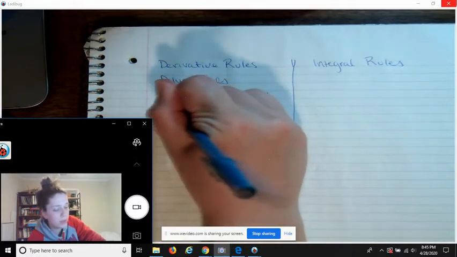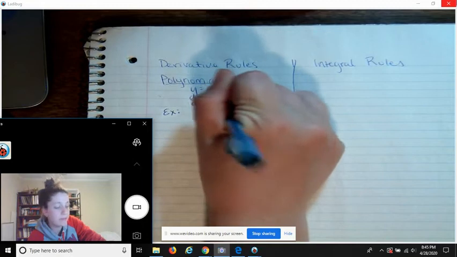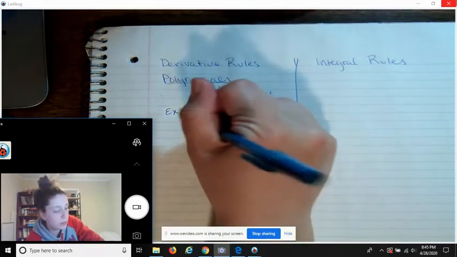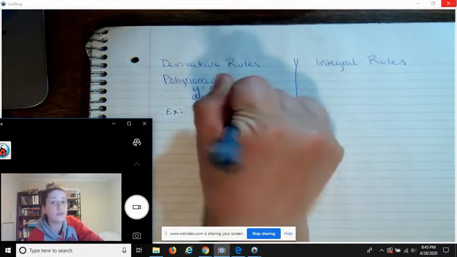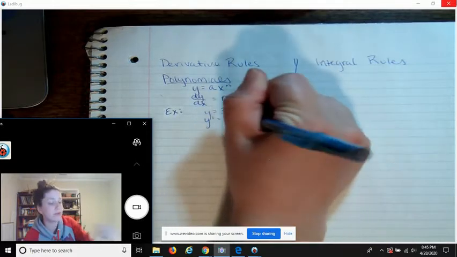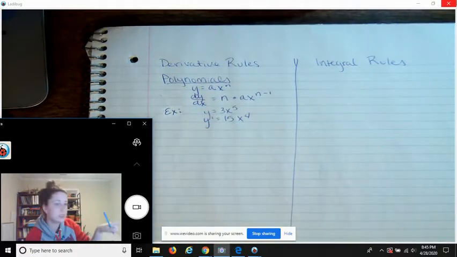If we're given that y is equal to 3x to the 5th, we take our 5 and multiply it by the 3. So our y prime should be 15, and then we subtract 1 from the original power, which was 5. We get x to the 4th. Okay. Move on to integrals.